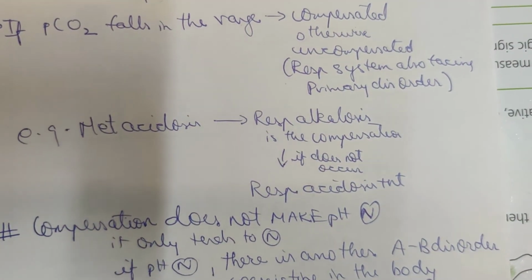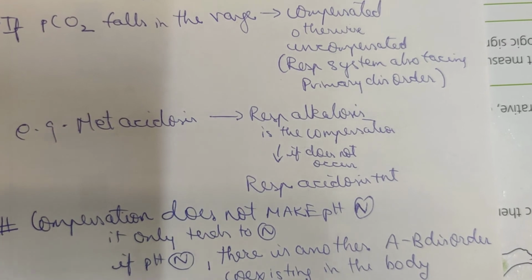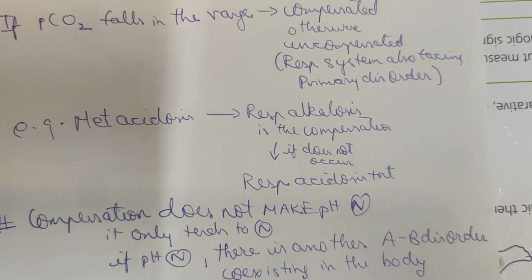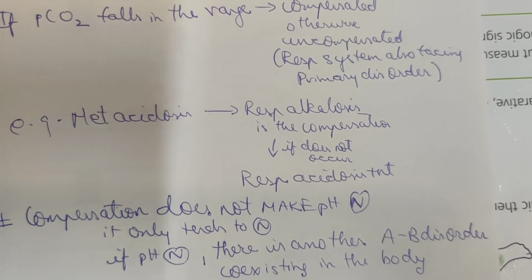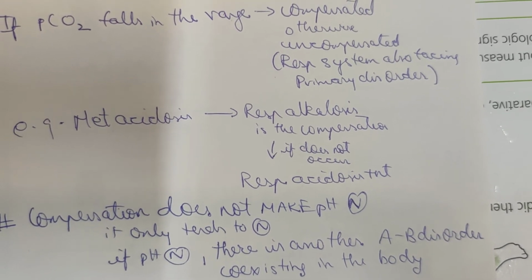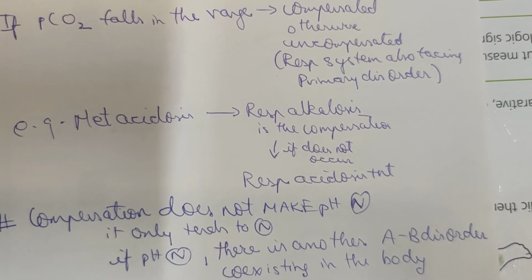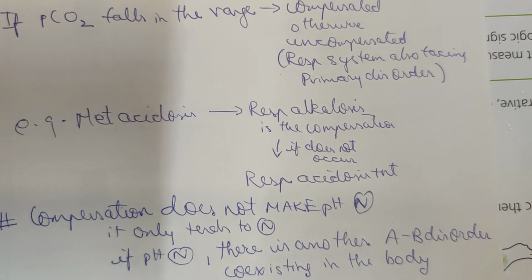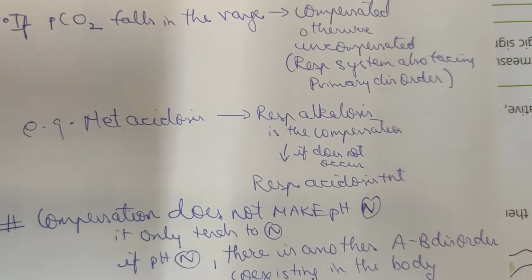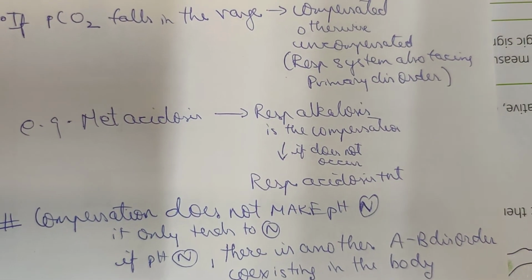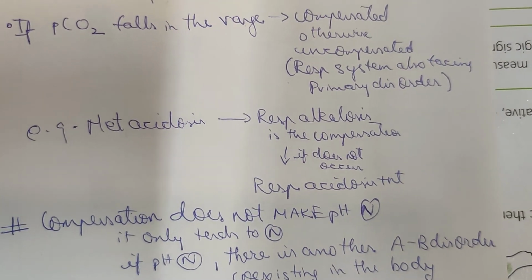So in case there's a metabolic acidosis, in normal compensation you have to find a respiratory alkalosis. If that does not occur, you have a respiratory acidosis present. We say that the primary disorder is also there in the respiratory system. Alright.